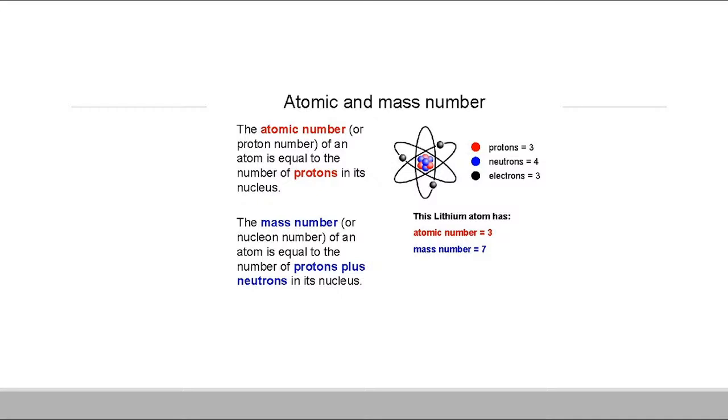The atomic number or proton number of an atom is equal to the number of protons in its nucleus. The mass number or nucleon number of an atom is equal to the number of protons plus neutrons in its nucleus. For example, this lithium atom has atomic number 3, mass number 7. Protons equal 3, so atomic number 3. Mass number is the protons plus neutrons. Protons 3, neutrons 4, so mass number equals 7.